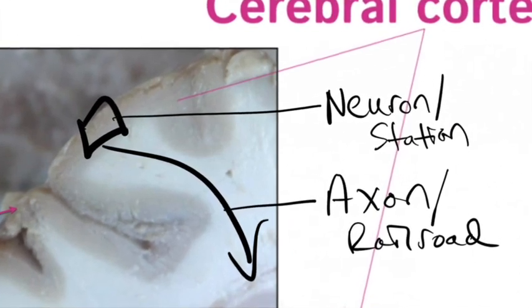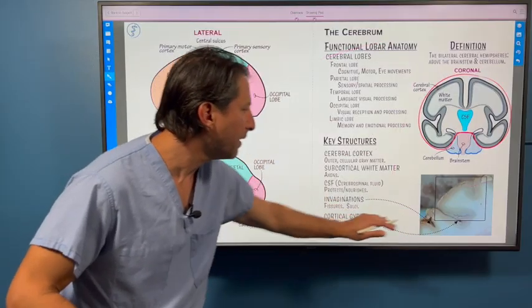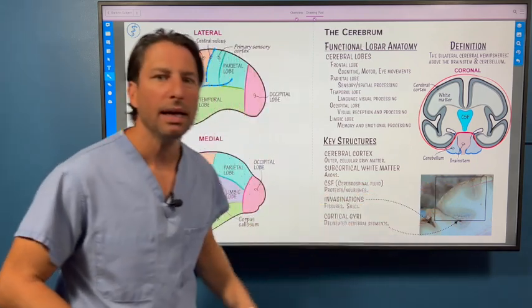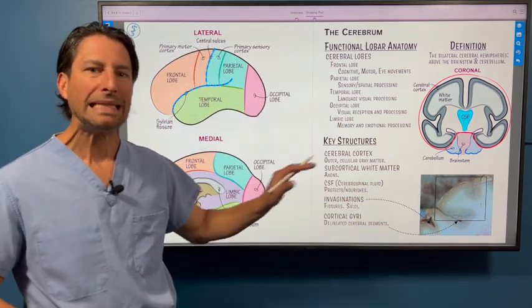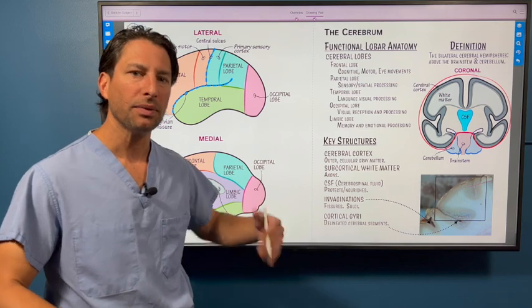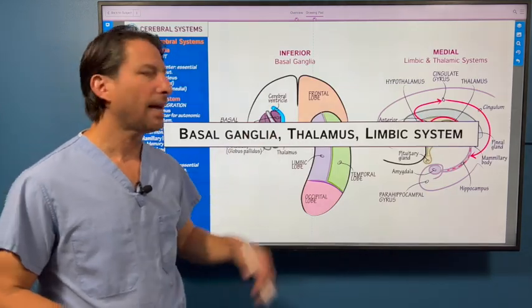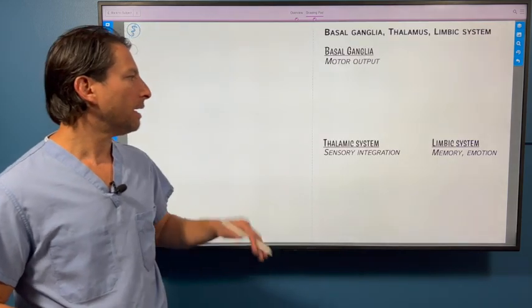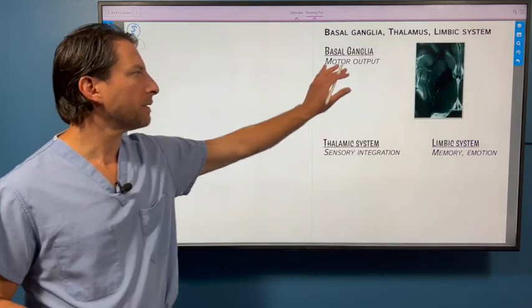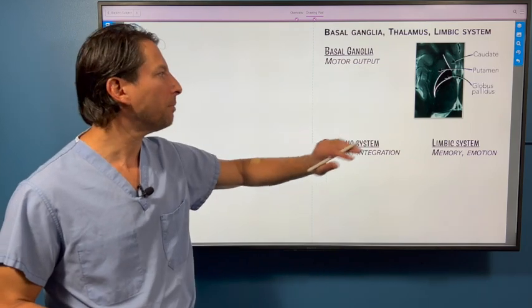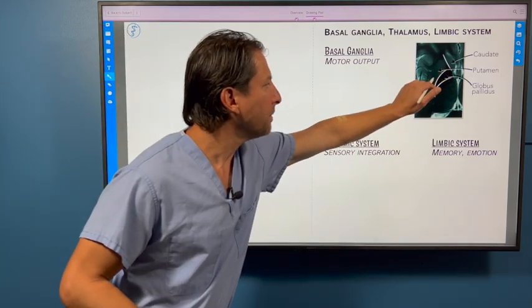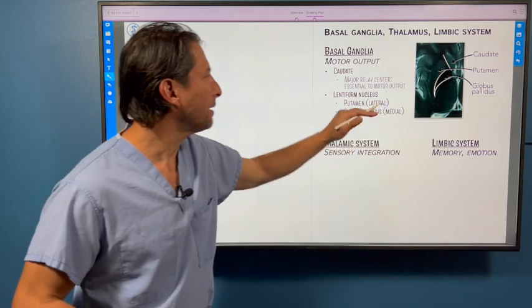And then these invaginations help delineate various cortical gyri that are named, and there's a detailed anatomy on the website that goes through each of the different cortical gyri. So basal ganglia, thalamus, and limbic system, key brain regions here. Basal ganglia we talked about for motor output. Here's the caudate, putamen lateral to the globus pallidus.